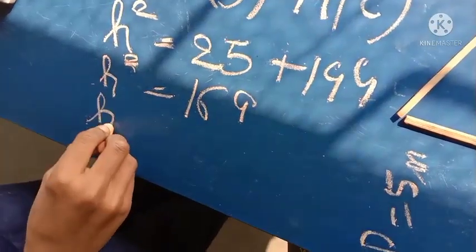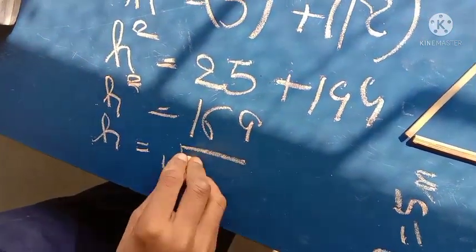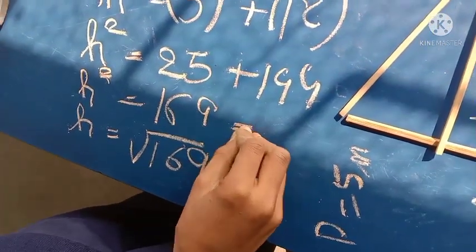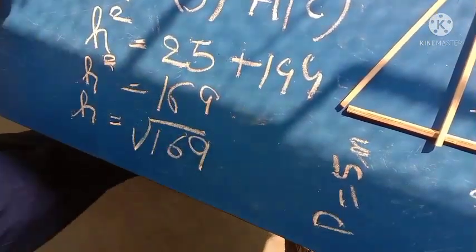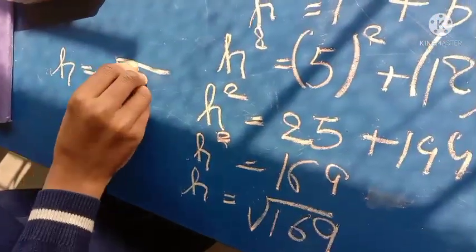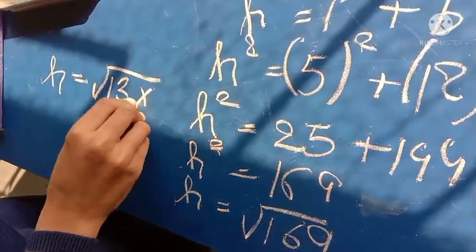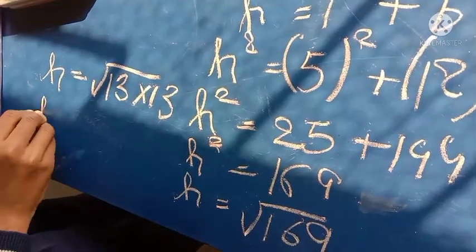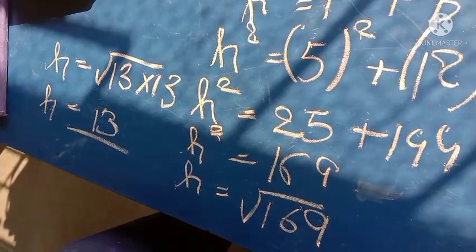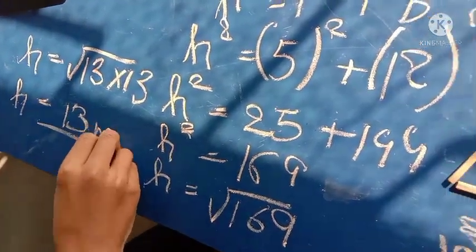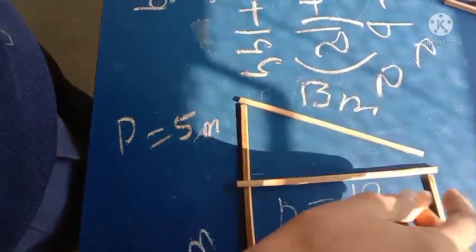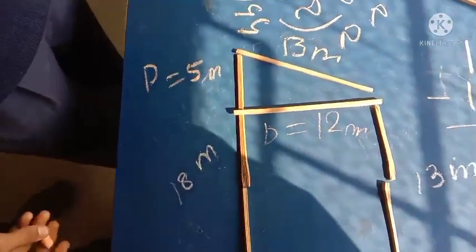So hypotenuse will be root 169, equals 13 into 13. We got hypotenuse 13. 13 what? Meter. 13 meter. So the distance between their tops is 13 meter.